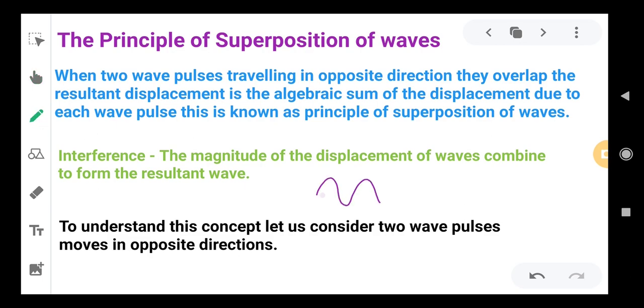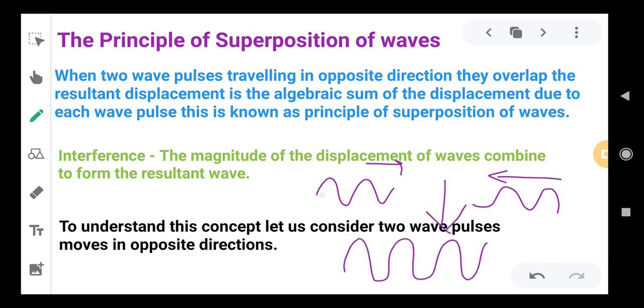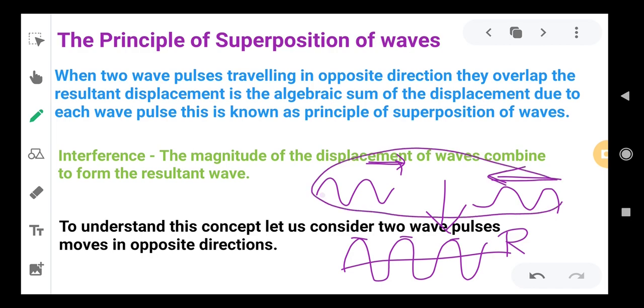If the first wave travels in this direction, another wave travels in this direction, both are opposite to one another. The overlapping of this produces a resultant wave. Its displacement is the sum of wave A and wave B. According to that, when two waves travel in opposite direction, they overlap, means they combine, and produce a resultant wave. This resultant wave displacement is the sum of the first and second wave displacement.